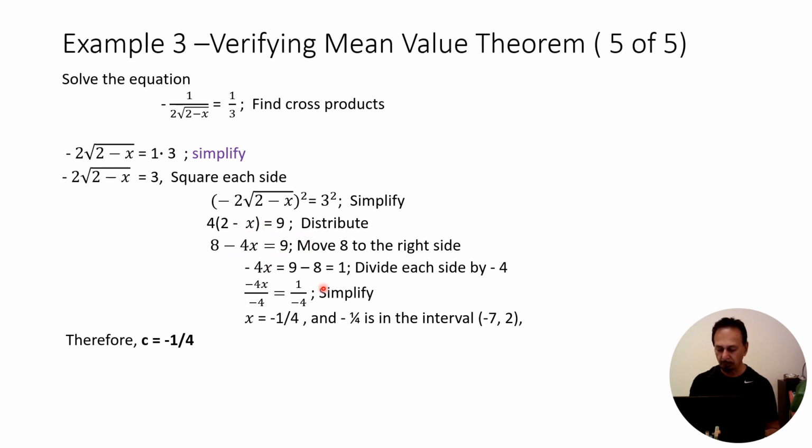Now we move the 8 to the right, and you're left with negative 4x equal to 9 minus 8, which is 1. Now we divide both sides by negative 4, so we have negative 4x over negative 4 equal to 1 over negative 4. This cancels out, giving x equal to negative 1/4. And negative 1/4 is in the interval minus 7, 2. So therefore c is equal to negative 1 over 4.